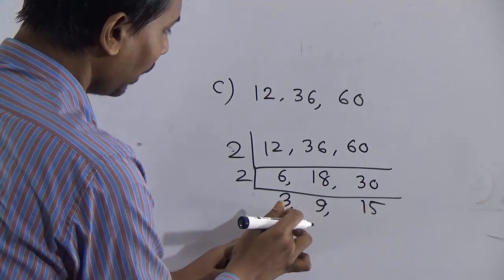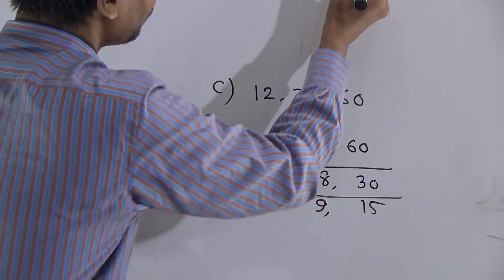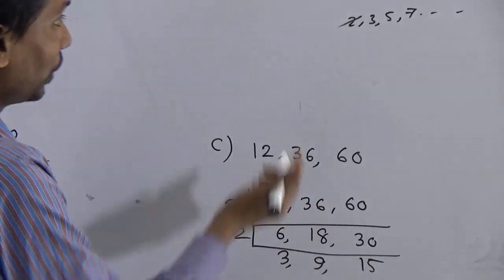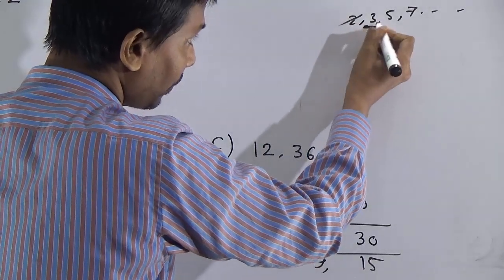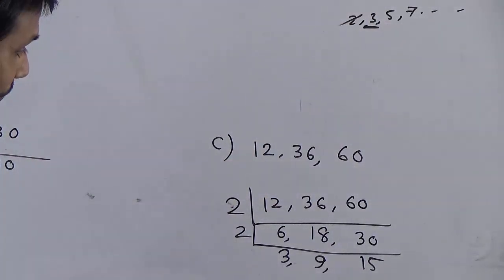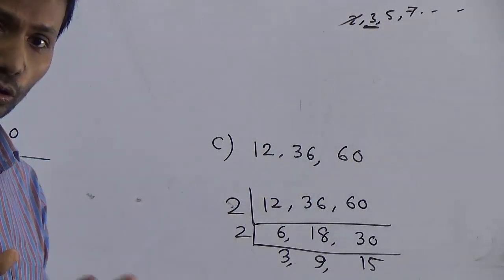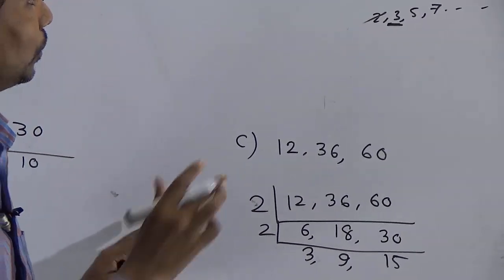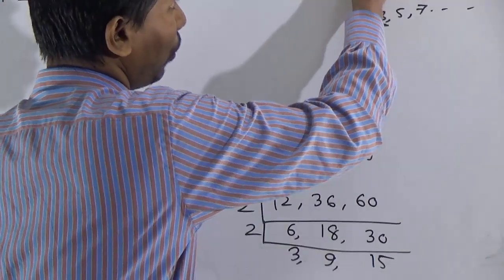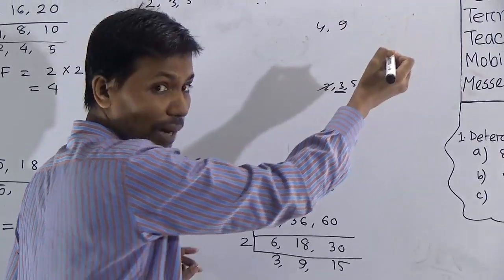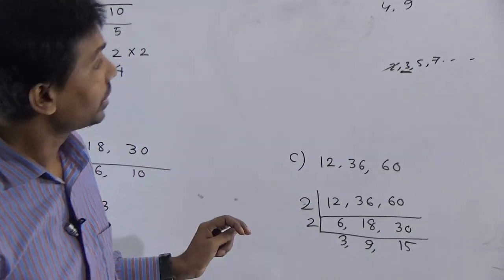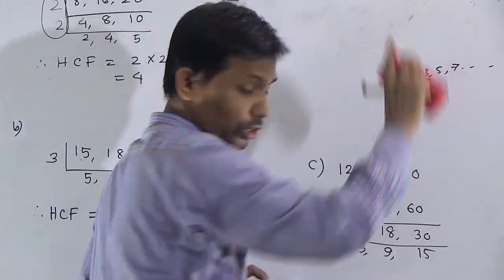Now, look, these numbers are odd numbers, so this is not divisible by 2. Now you select 3. 3 is a prime number. Just remember, you don't choose any number that is not prime. Suppose 4, 9, these are not prime numbers, so you don't select those. Those are composite numbers.